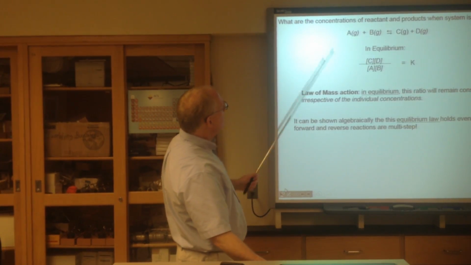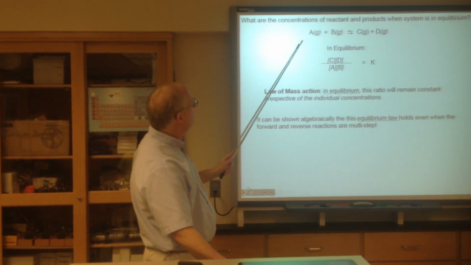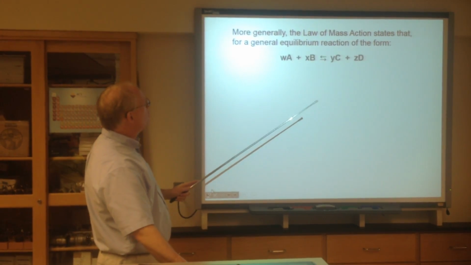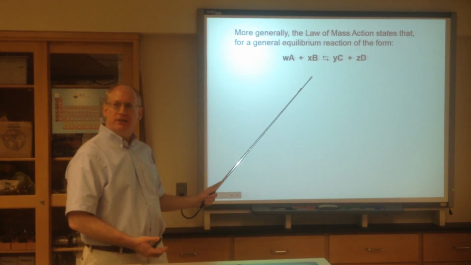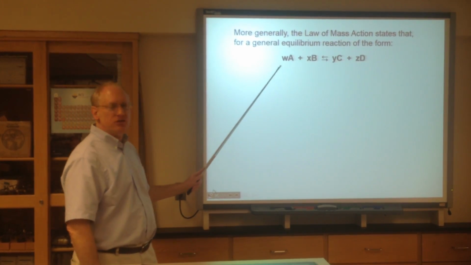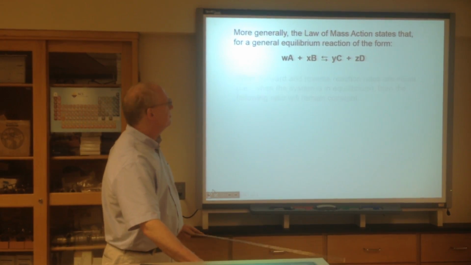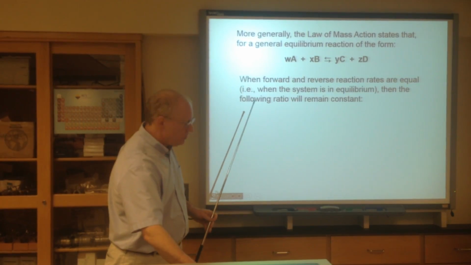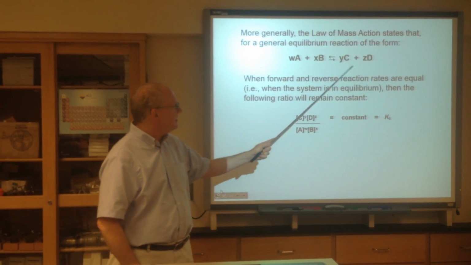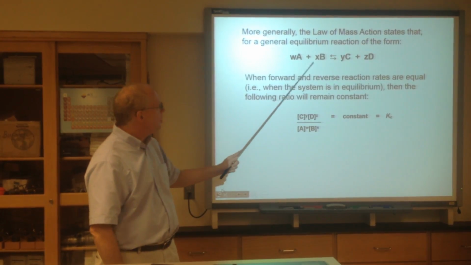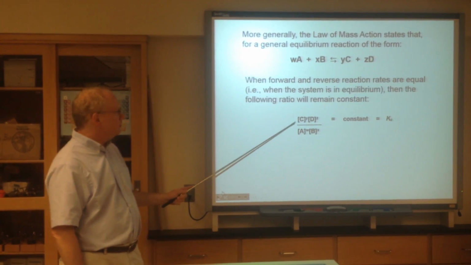Now, more generally, again, what I've shown you here is just one molecule of each reactant and product in this equation. More generally, the law of mass action states that for an equilibrium in a reaction of this form, where each of our reactants and products has a numerical coefficient, the law of mass action will look like this. So if we have multiple molecules of A and B reacting to form multiple molecules of C and D with the coefficients given by our balanced equation, this ratio is going to be a constant.